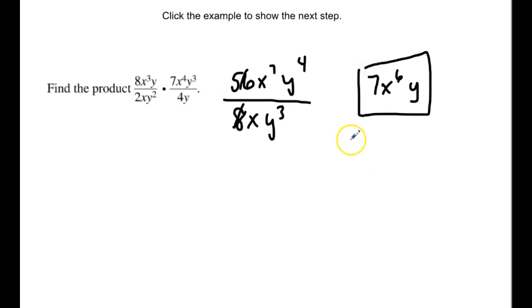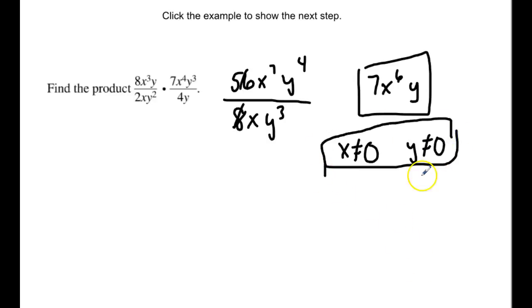However, I'm not quite done. I also know that at some point x is in the denominator, so x can't be 0, and I also know that y can't be 0. Because if x was 0 or y was 0, at some point we'd be dividing by 0, and that just can't happen. So I have to include this in my final answer. I can't just leave it. That has to be included. Okay, so that's my product completely simplified.